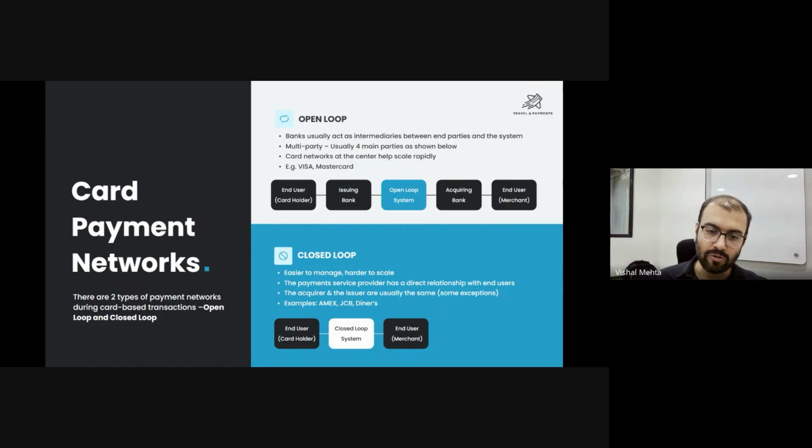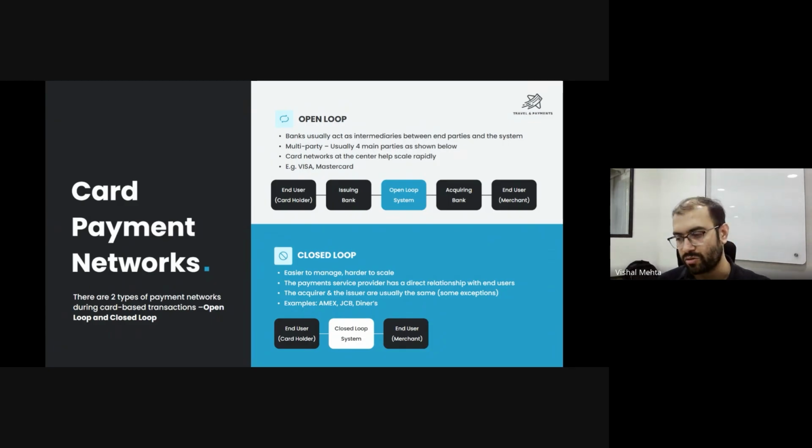On the contrary, a closed loop system is a card network which has a relationship with both the card holder and the merchant. Typically you will see American Express, JCB, and Diners, I mean JCB not to so much extent, but American Express and Diners having a direct relationship with the merchant. So, in the simplest of terms, you can think of an open loop system as a B2B network with nodes separated, and a closed loop system as a B2C network.